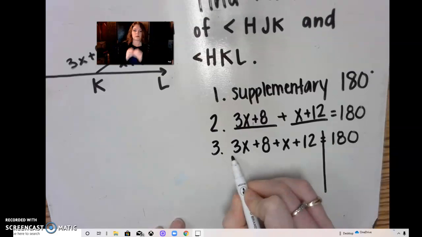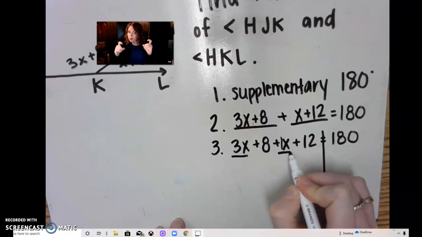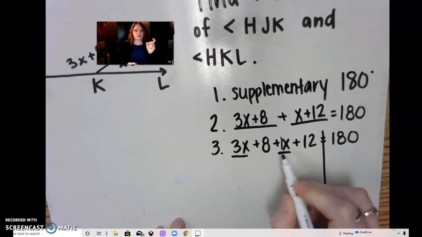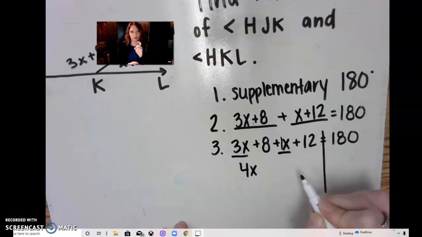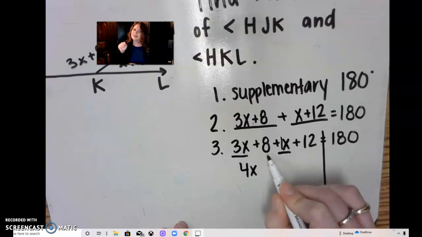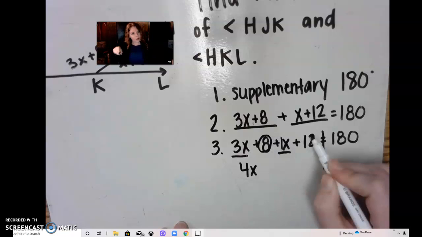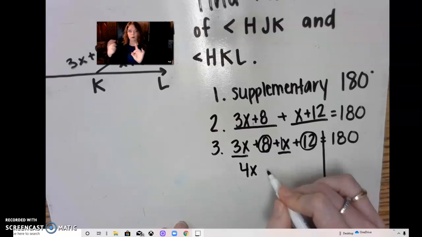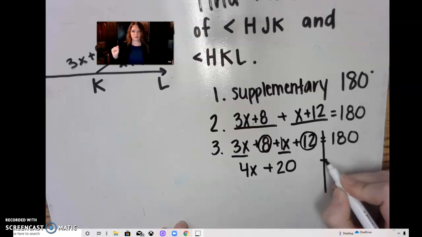So you can combine 3x. Remember this is an invisible 1x. So 3x plus 1x gives you 4x. This one is a little bit different than last time because there's not just a single 8 or a single 12. You can also combine these. They're both positive, so 8 plus 12 gives you 20. And again, just bring down your 180.